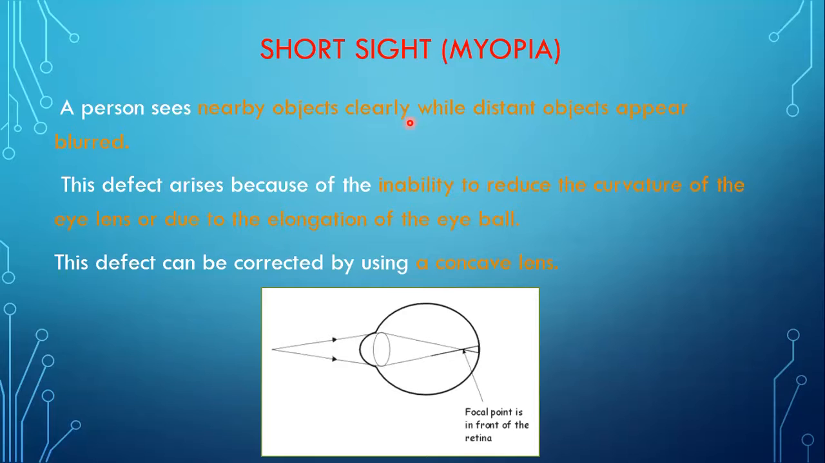This defect arises because of the inability to reduce the curvature of the eye lens or due to the elongation of the eyeball. This defect can be corrected by using a concave lens. You can see focal point is in front of the retina.